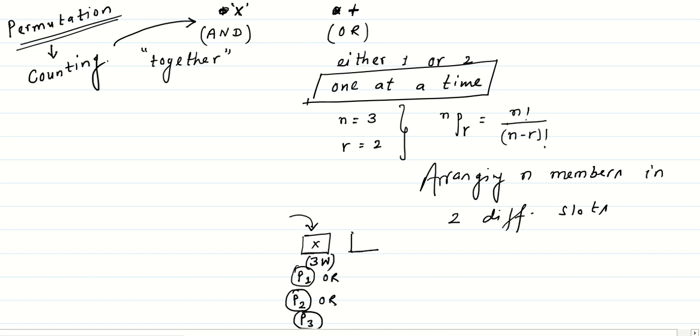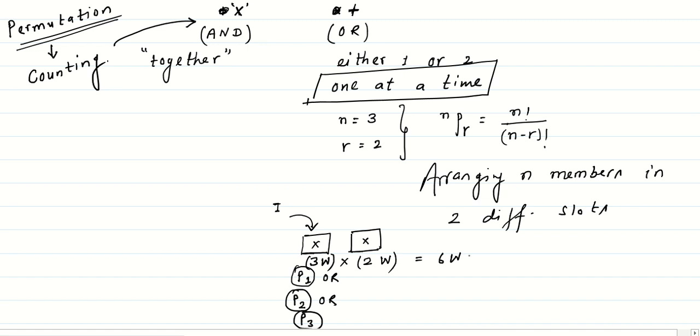Now go for the next slot. How many ways are possible? Any one person has gone to the first chair, so how many members are available for the second chair? 2 members, so there are 2 ways. Now you tell me, should I multiply or add 3 ways and 2 ways? We should multiply.